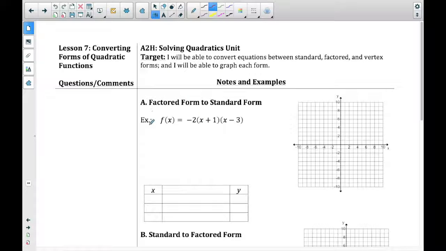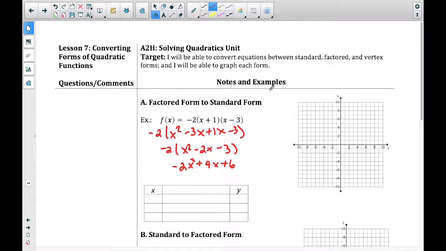Okay, so let me show you. I'm going to save my -2 out here, and then I'm going to multiply the other two binomials. Okay, so first I multiply that double distributing, just the binomials, and I get -2 times x squared minus 2x minus 3. Now I'm going to go ahead and distribute that -2. And so that's going to give me -2x squared plus 4x plus 6.